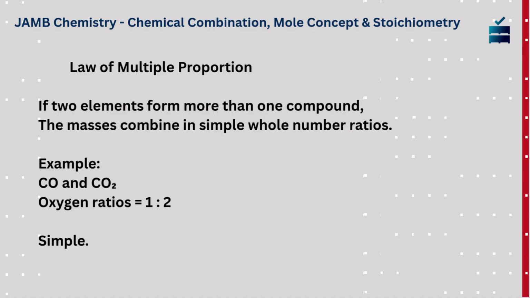Law of multiple proportion. If 2 elements form more than one compound, the masses combine in simple whole number ratios. Example, CO and carbon dioxide. Oxygen ratio equals 1 to 2. Simple.